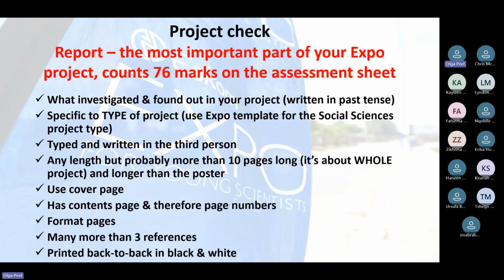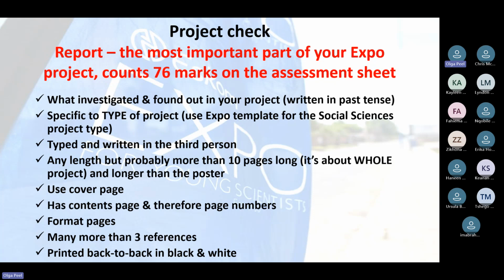Now, the judges will look at your report during pre-judging. In other words, when you're not there. So you put your project up, then the judges will spend a lot of time looking at your whole project, but mainly your report. And there is an assessment sheet, a specific one for social science projects, and they will use that assessment sheet, I'm going to talk about it all today, to check your report.